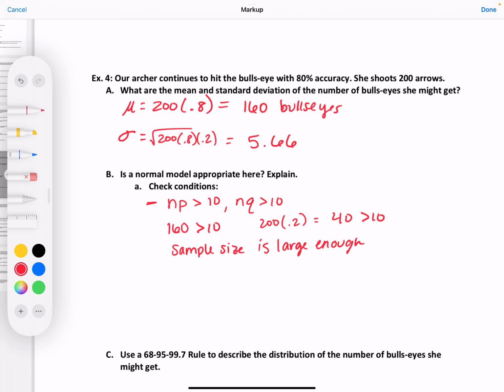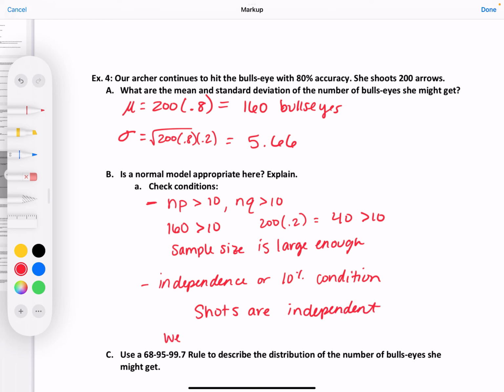And then we have the independence or 10% condition. Are these independent? Is each shot independent of the next one? Yeah, shots are independent. So we can use a normal model.